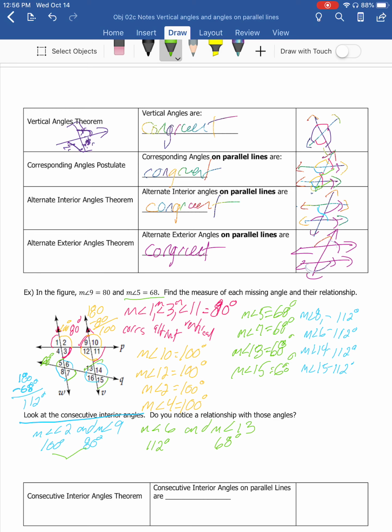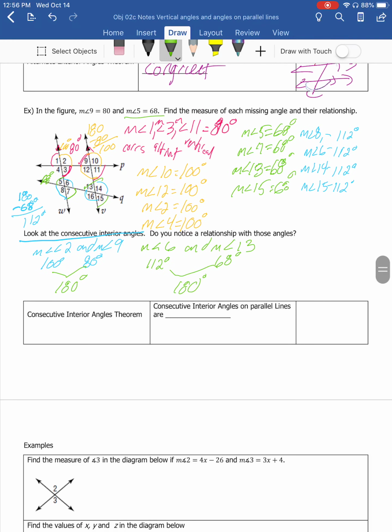And the thing that I notice is that they both add to be 180 degrees. So therefore, consecutive interior angles on parallel lines are supplementary. And this one is an easy one to forget. That's an easy one to forget.